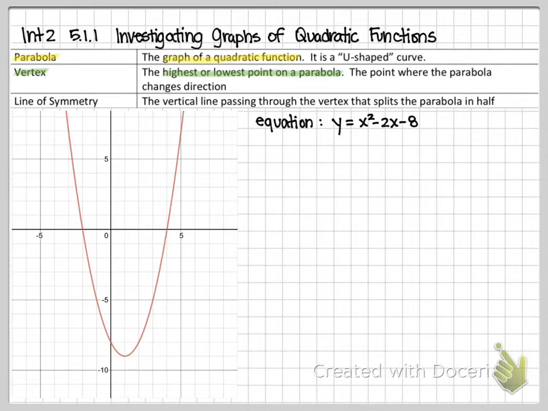Another thing that's important to know about a parabola is that there will always be a line of symmetry. For us, we're only going to be dealing with parabolas this year that either open up or down. So the bump or the dip that I was just talking about. The line of symmetry is going to be a vertical line. It passes through the vertex and it splits the parabola in half. So the left side of the graph and the right side of the graph match exactly. It looks kind of like a mirror image of each other.